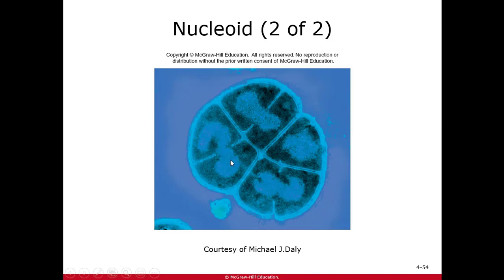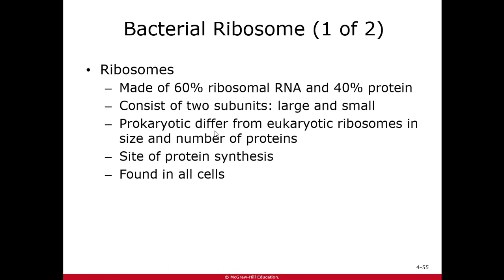Bacteria do still have ribosomes like eukaryotic cells. And they do the same thing, protein synthesis. So it's found in all cells, whether it's eukaryotic or prokaryotic. The structure is a little different. They're a little smaller in a prokaryotic cell, but they still do protein synthesis.